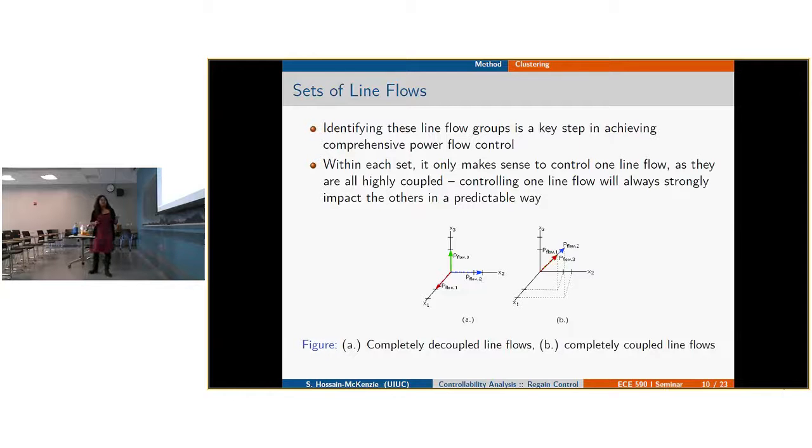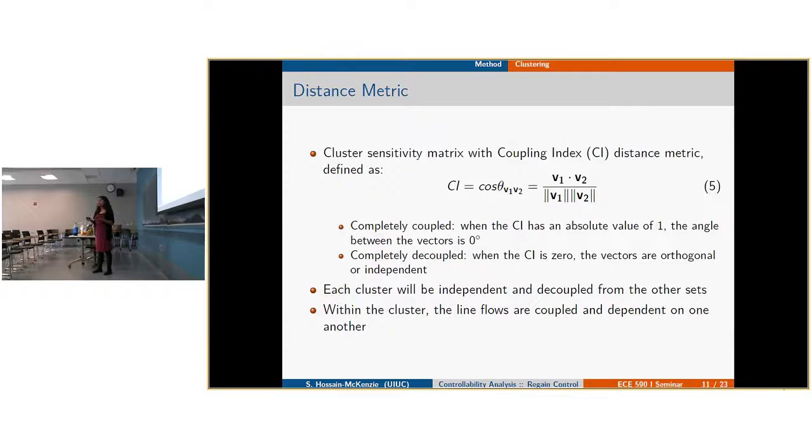To illustrate that, in part B of the figure, we show the rows of the sensitivity matrix, so different power flows. When they're highly coupled, the vectors are aligned and the angle between them is 0. However, when they are completely decoupled, they will be orthogonal to each other, as shown in A. And so using that information, we know that when they're completely coupled, the angle is going to be 0.